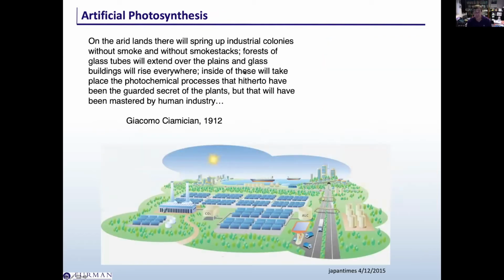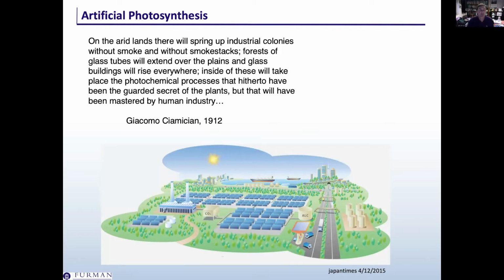so we can't just do this reaction by putting water in the sun. So I love this quote. This comes from an Italian photochemist in 1912, Giacomo Ciamician. And he wrote, and I wish I could write like people did 100 years ago. They wrote beautifully, right? So just listen to what he writes: On the arid lands, there will spring up industrial colonies without smoke and without smokestacks. Forests of glass tubes will extend over the plains, and glass buildings will rise everywhere.